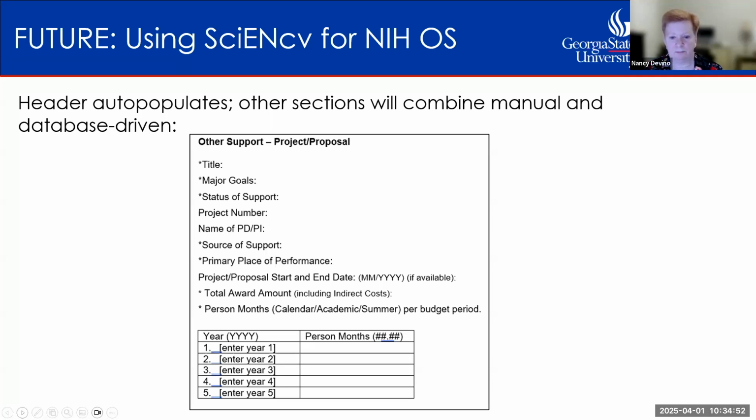And your pre-award folks can help, or even post-award can help you to convert your effort reports and percentages into person months based on whether it was in the summer or academic year or the calendar year.